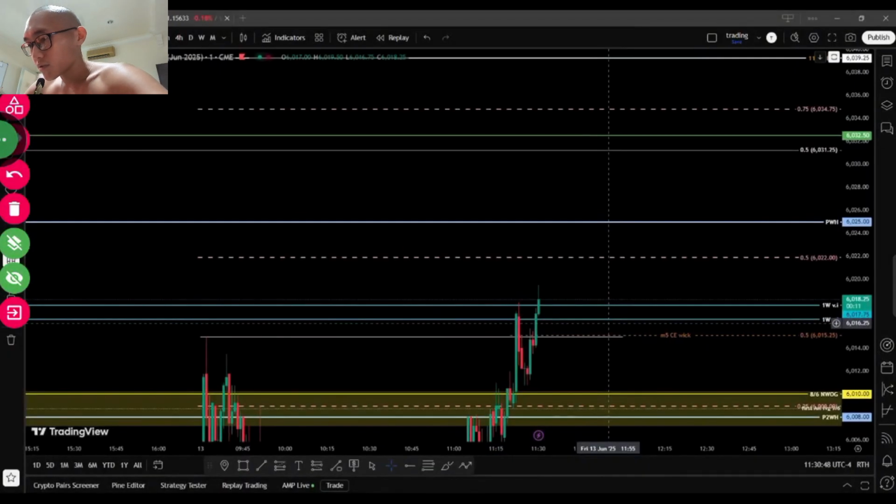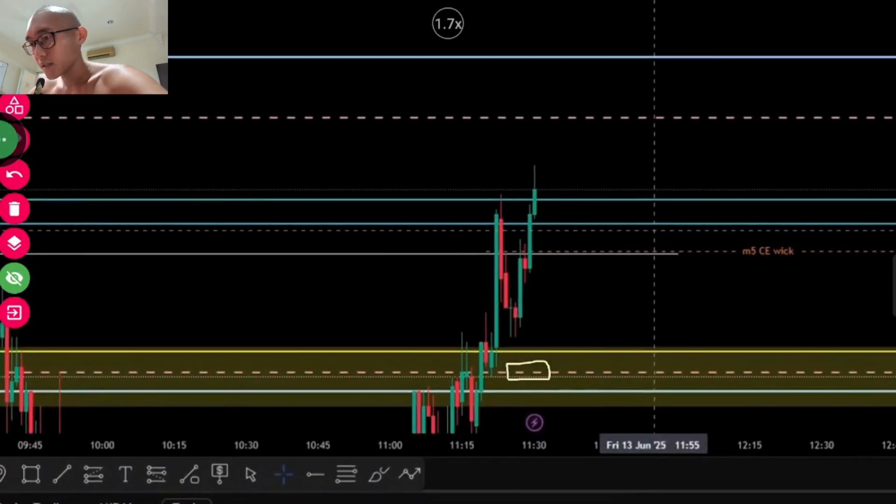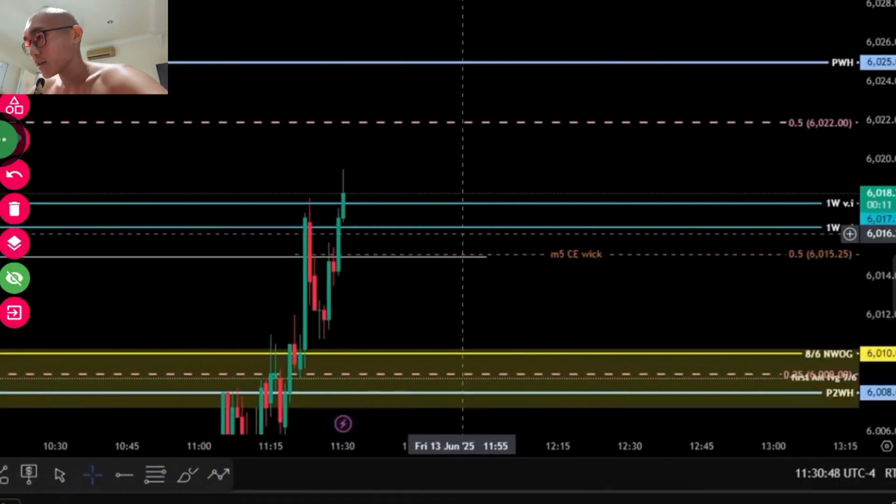So we got displacement here, and as you can see, there's a volume balance here. I'll make it bigger. What I'm seeing here is this fair value gap, which is considered displacement. Where did we displace above from? We displaced above from the 8th of June new opening gap. This is a market structure shift, displacement above it, forming a fair value gap.